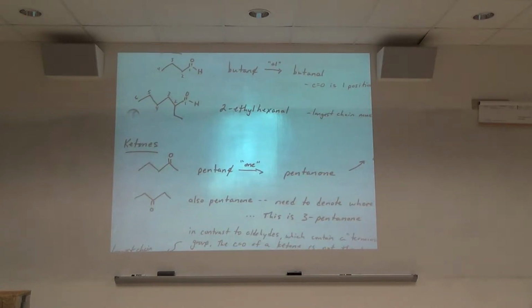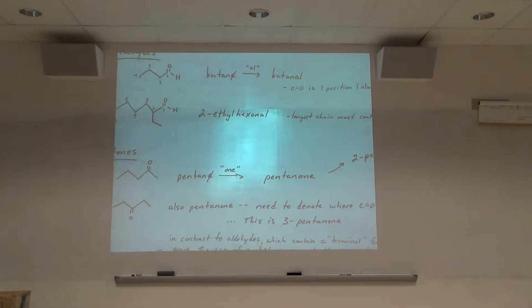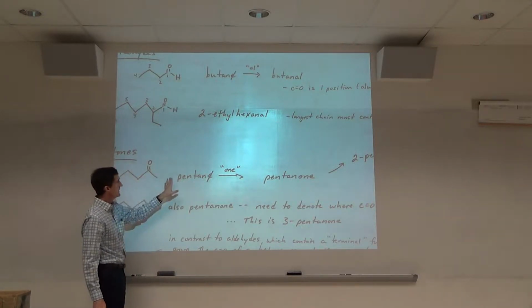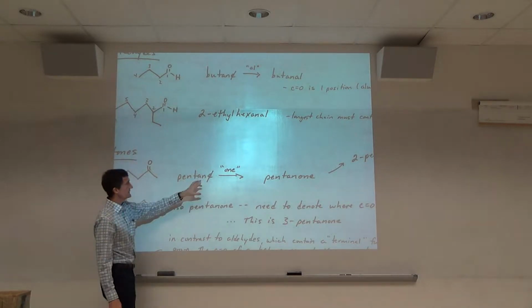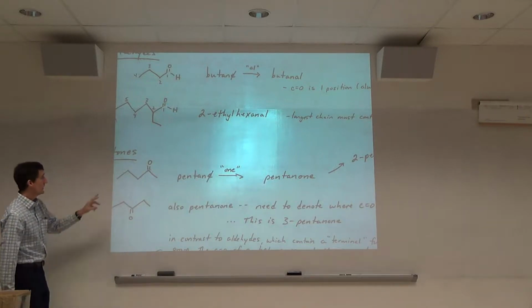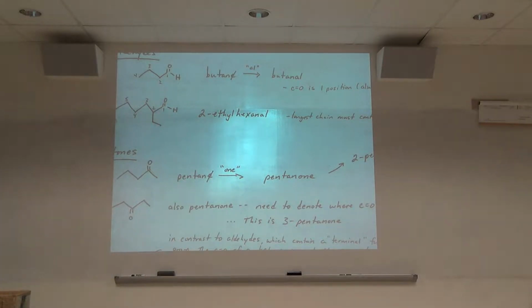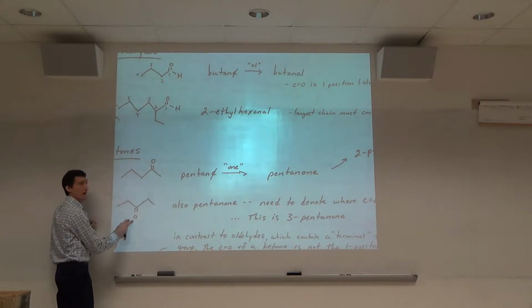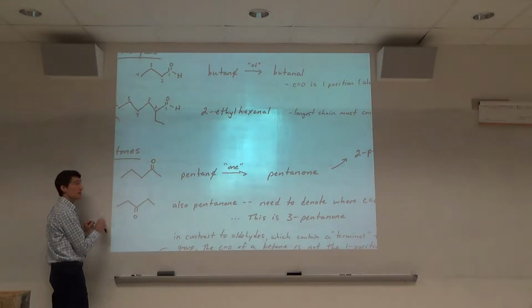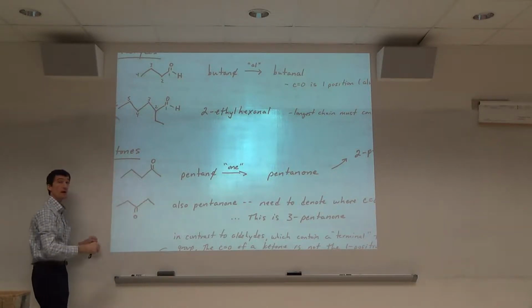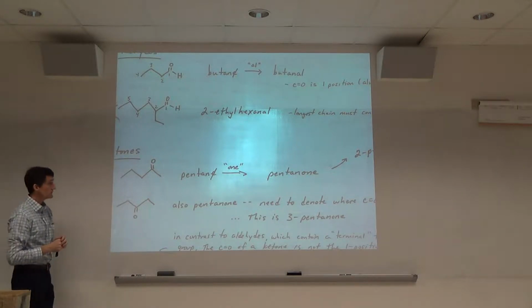Ketones. Longest continuous chain, 1, 2, 3, 4, 5. It's a pentane. But this is a ketone, so we replace the E with -one, and it becomes pentanone. So that's pentanone. Well, if that's pentanone, what is this? It's also a pentanone. See, with ketones, the oxygen could be here or here. It's still a ketone, and this would be a structural isomer or a constitutional isomer.